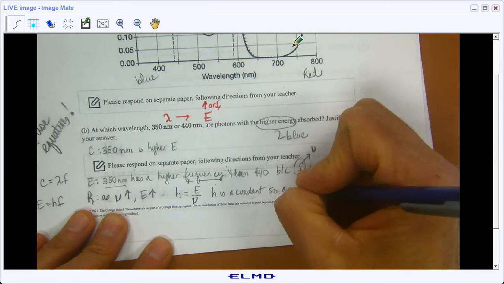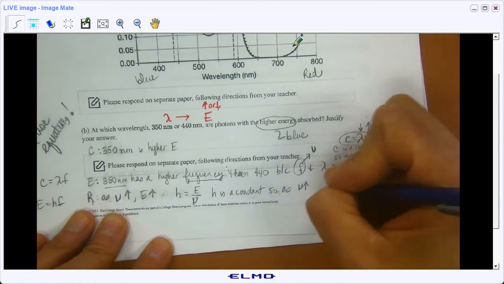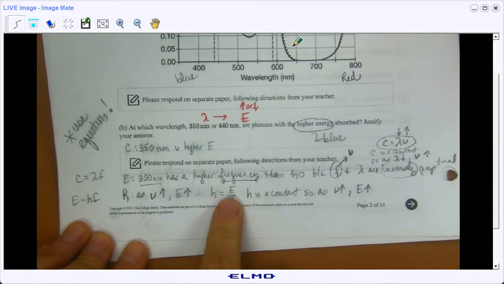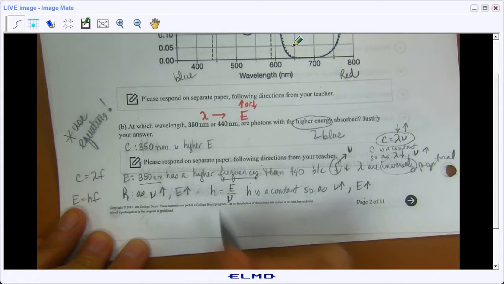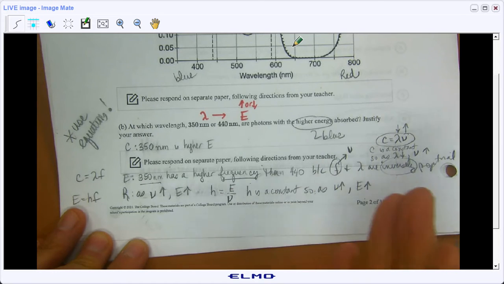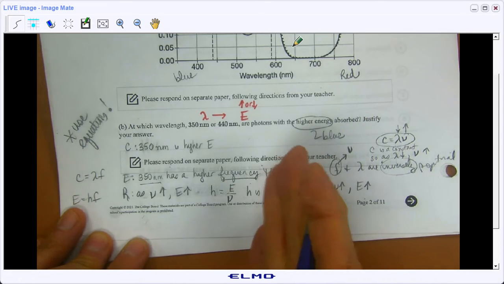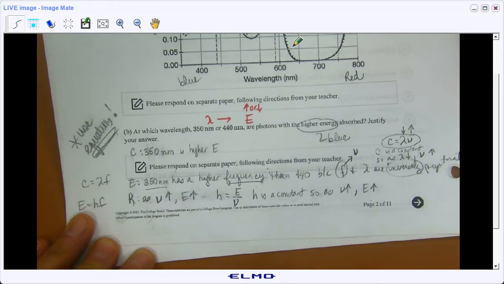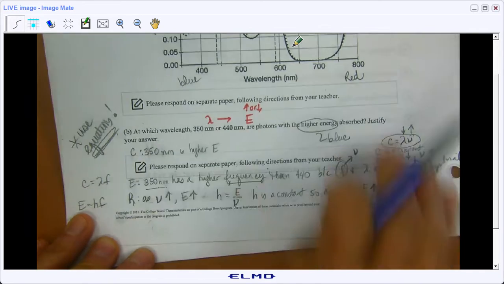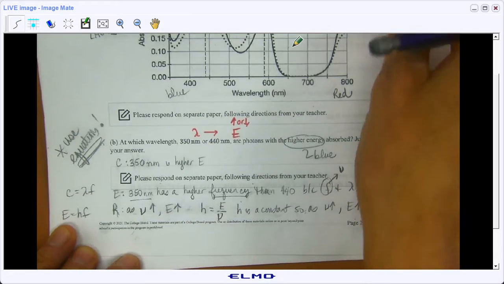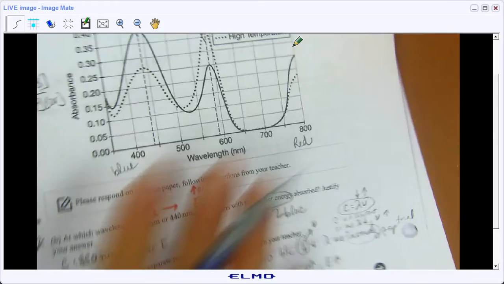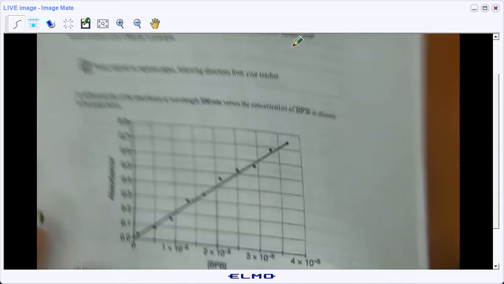So as nu increases, as your frequency increases, your energy increases. So the bottom line here is that you can't just make a claim of, oh, shorter wavelength has a higher energy, which is true, but you have to prove why it's true. Okay, use equations. So keep in your mind, and it's been a while since we've done wavelength and frequency, but that's from, I think, topic 1.